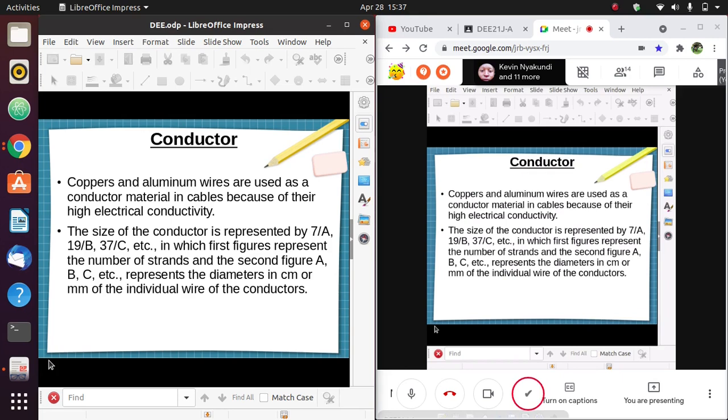The B and C, in a state the diameter. The individual diameter of those wires is what, in millimeters or centimeters. Are you together? The same way we have designation of metric of threads is the same way we also have designations of cables. The first number indicates the number of wires or conductors inside the cable. The second number denotes the size, the diameter, of those individual wires.